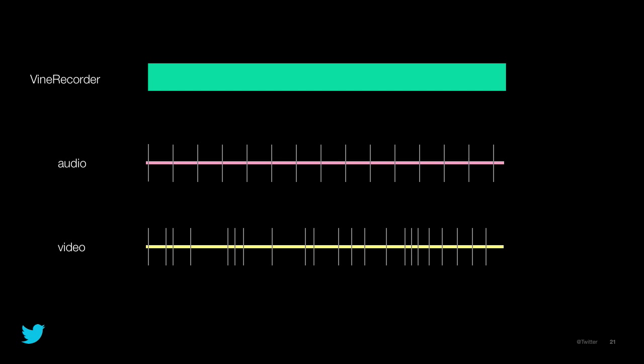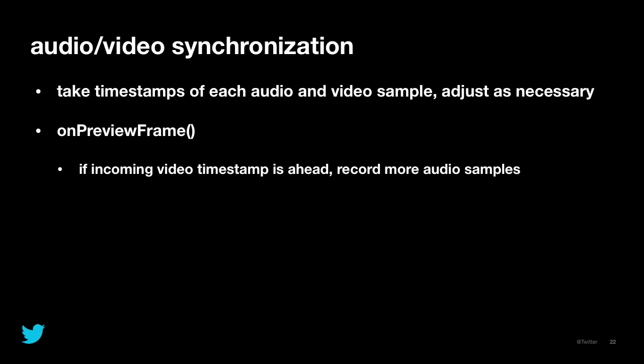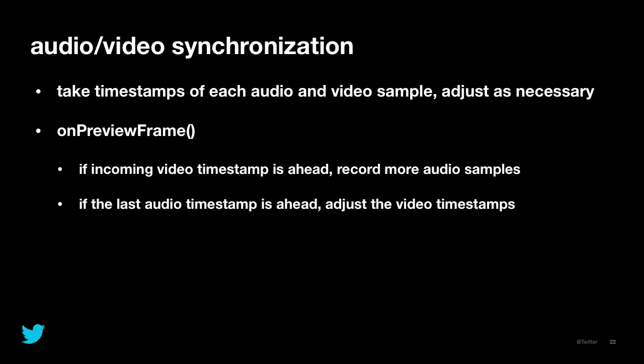So with not a lot of options, this is the route we decided to take: we decided to manually synchronize the audio and the video. This is a kind of gnarly process. I'm not going to get too detailed into the edge cases, but the general idea is you take the timestamps of each audio and video sample as they come in. In onPreviewFrame, if the incoming video timestamp is ahead, you stall the video and record a little bit more audio. And if the audio timestamp is ahead, then adjust the video timestamps. The audio timestamps are the source of truth, so you're not going to adjust those ones, but you'll adjust the video timestamps. You're also going to keep track of an ongoing offset and adjust as necessary.